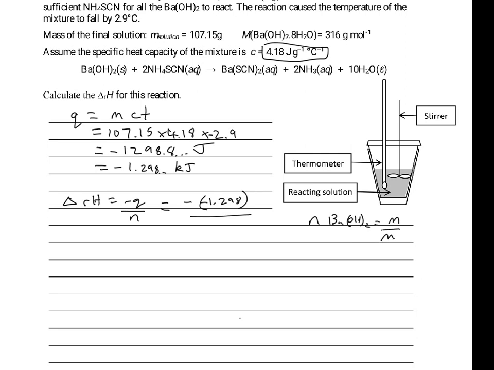The number of moles is equal to mass over molar mass. You're told the mass was 7.15. You're told the molar mass is 316. Chuck that in your calculator and you get 0.0226 moles. So we can then chuck that number in up here, 0.0226, and when you do that you get a final answer of 57.2, and the unit for enthalpy of reaction is kilojoules per mole, kJ mol^-1.